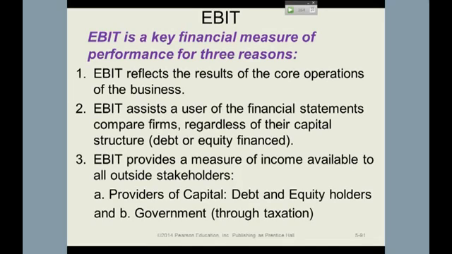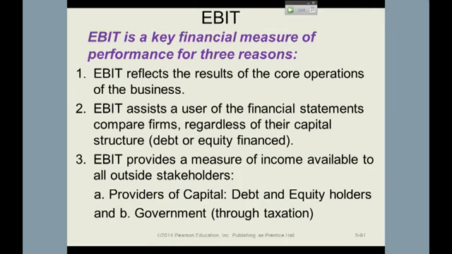Because you have to remember, you have three stakeholders in a business. You've got stockholders, you've got debt holders, people that lend money, and then of course there's the government. Government provides you with infrastructure, and you pay those taxes to pay for that infrastructure. So those are the three primary reasons why we look at operating income, or EBIT, as a key measure of financial performance. And we'll get back to that throughout the semester.